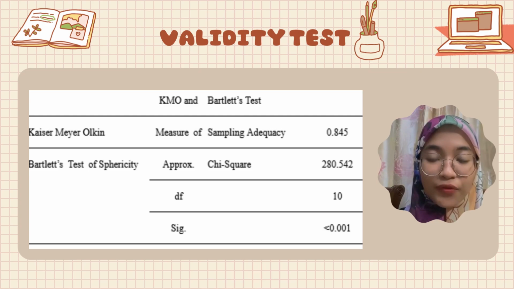Okay, so next we move to a validity test. To check if the questionnaire is valid, two tests were carried out: the Kaiser-Meyer-Olkin, or KMO, measure and Bartlett's test of sphericity. The KMO value was 0.845, which shows that the sample is suitable for factor analysis. Bartlett's test gave a chi-square value of 280.542 with 10 degrees of freedom and a significant p-value less than 0.001, meaning the item correlations are strong enough. This result confirms that the questionnaire has construct validity and is suitable for further analysis.